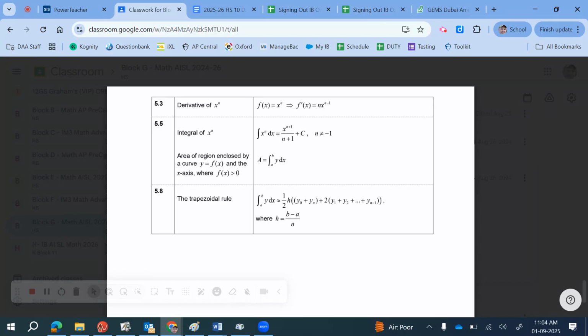So we've got a half times h, that's the difference between them. y0 plus yn, first and last. And then two lots of everything in between. The tricky one is how to calculate h, the step size. Now in a lot of questions it's easy to calculate h because you can just see it there in the table.